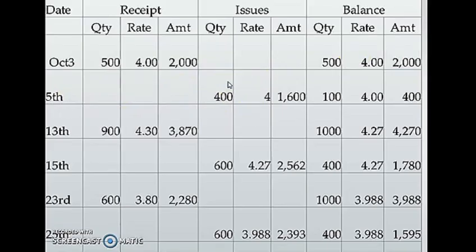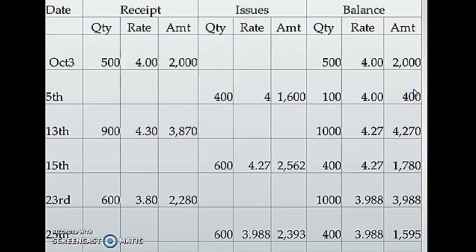So actually we are going to prepare a ledger account using the weighted average method. Here we have only one rate, that is rupees 4 only, so there is no issue in deciding how we are going to issue this quantity. We write 4 here: 400 units at rupees 4, and the amount is 1600. We deduct this 400 from 500 and write 100 units here, the rate is rupees 4 and the balance amount is 400.